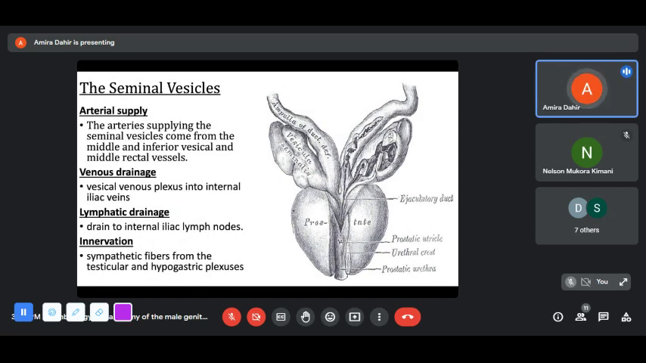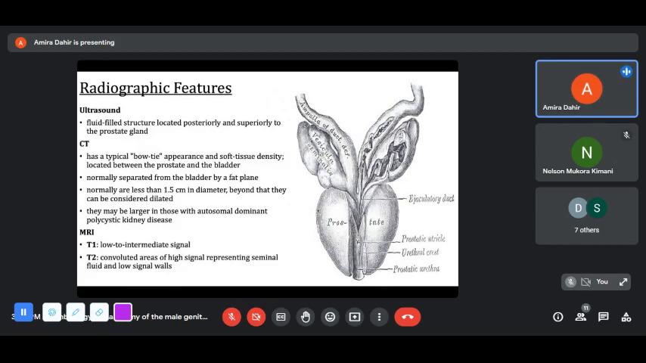On arterial supply of the seminal vesicle, the arteries that supply the seminal vesicles emerge from the middle and the inferior vesicle and the middle rectal vessels as well. On venous drainage, the vesicle venous plexus drains into the internal iliac veins. On lymphatic drainage, it drains to the internal iliac lymph nodes and is innervated by the sympathetic fibers from the testicular and hypogastric plexuses.